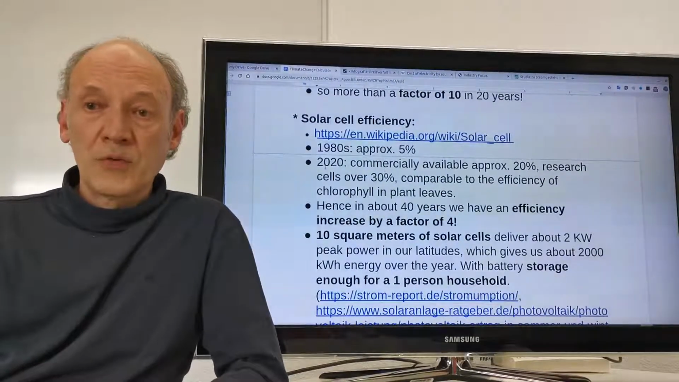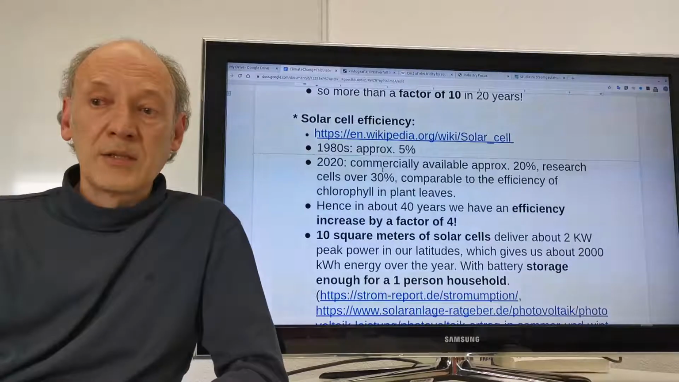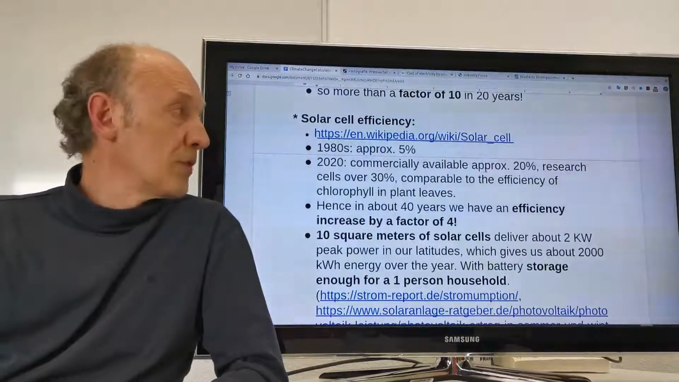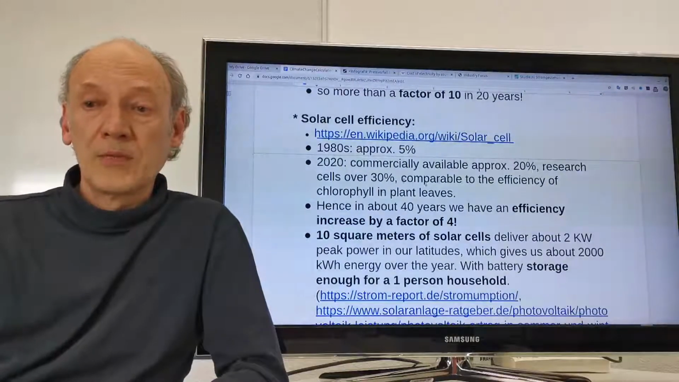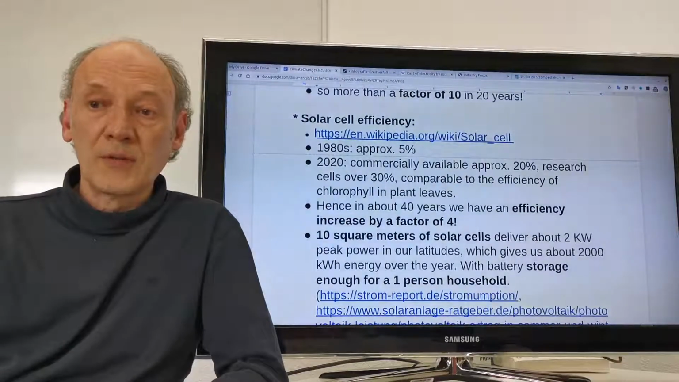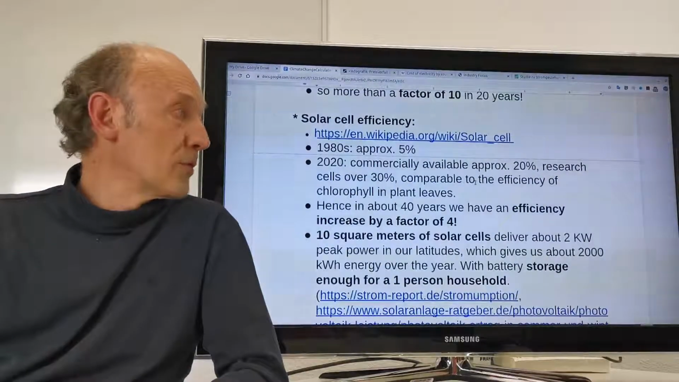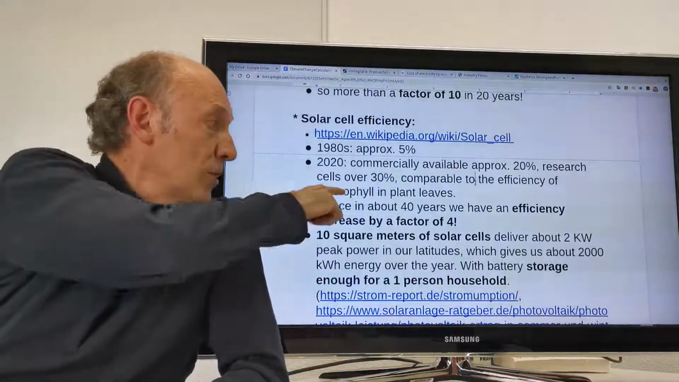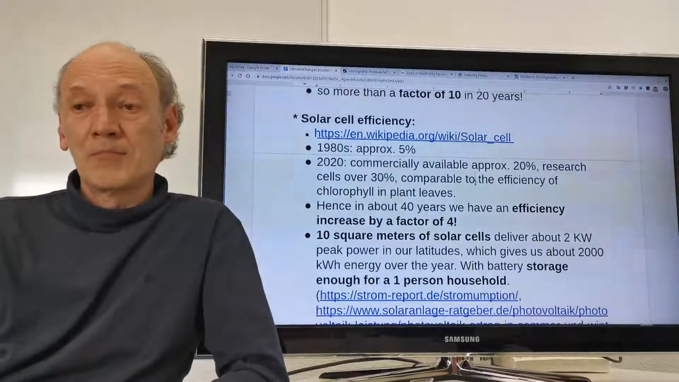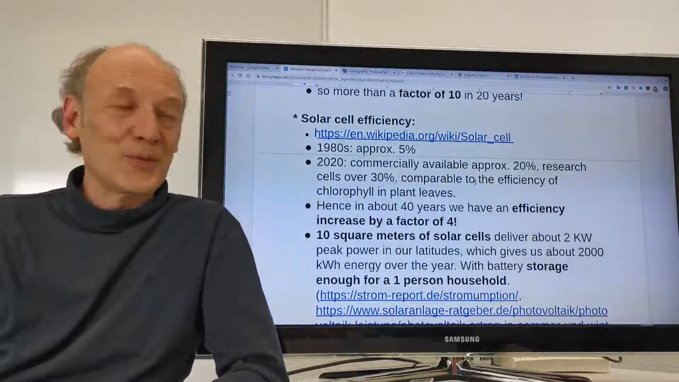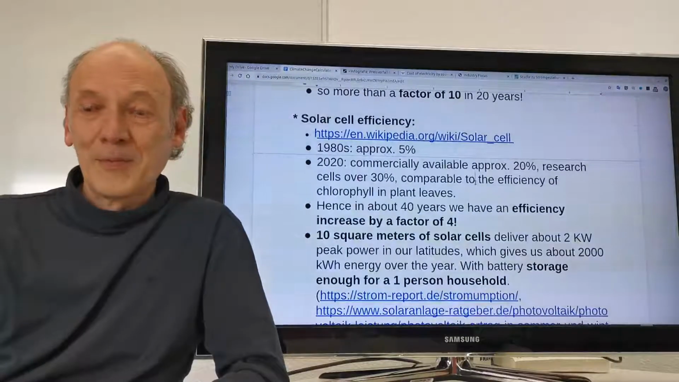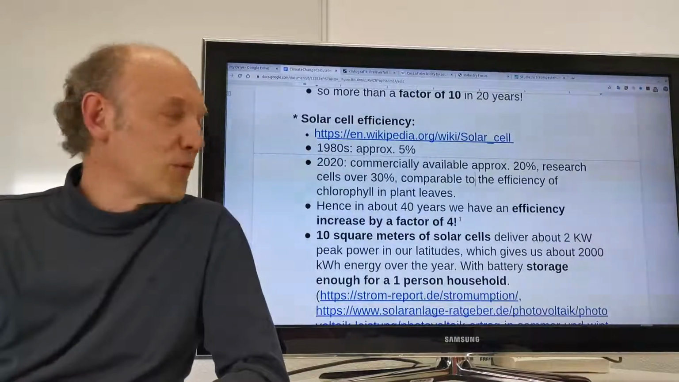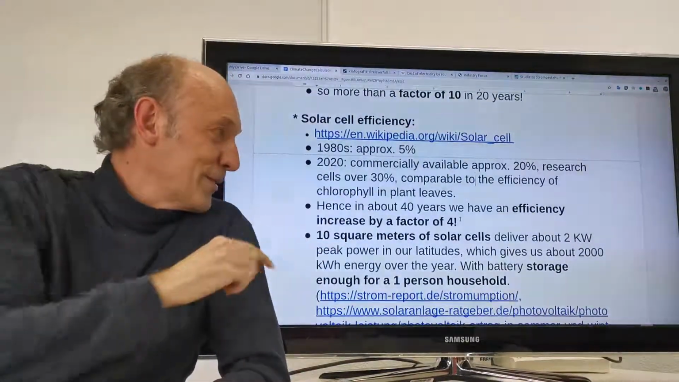Then fast forward to 2020, and nowadays commercially available solar cells have an efficiency of approximately 20%, and research cells over 30%. And that's already comparable to the efficiency of chlorophyll in plant leaves. So about as good as nature is doing it. So basically this is probably as good as we can get it. And this means we have an efficiency increase by a factor of 4 over 40 years.